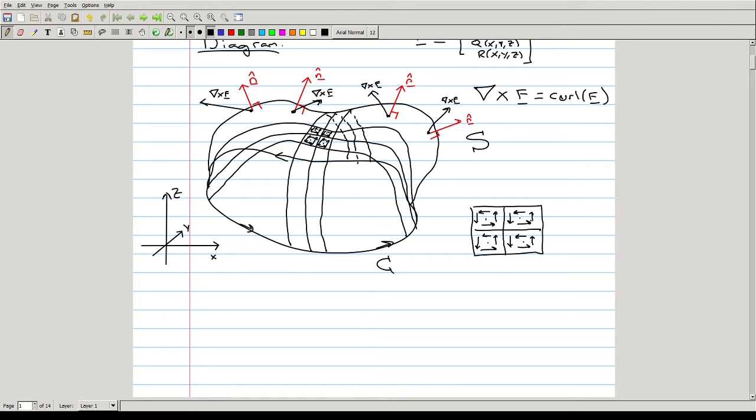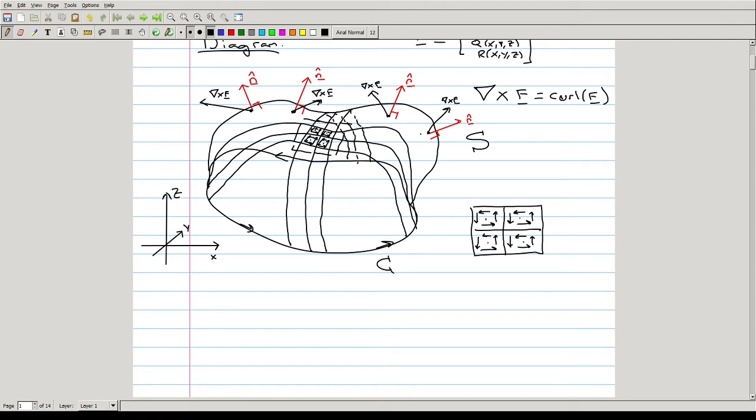if these patches are small enough, we expect that the curl or the circulation component along this portion of this rectangle is going to be canceled out by the curl along this rectangle, and the circulation component along this rectangle is going to be canceled out by the circulation component along this rectangle, and so on and so forth. So the idea here is that we can continue this process out in both perpendicular directions as well, along the surface.